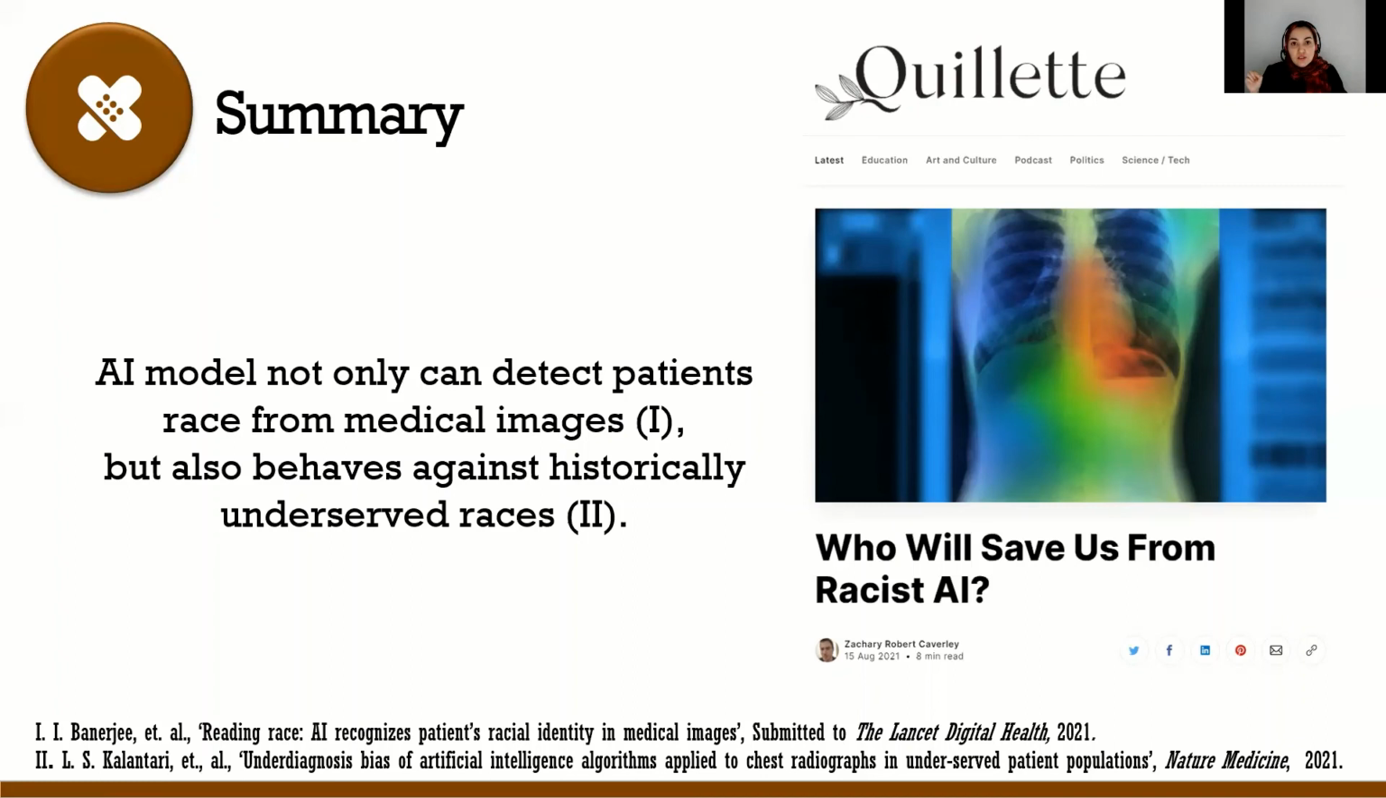That's a very critical issue because those patients may not get treatment in a timely manner if we deploy these models in practice. And this type of barrier should be addressed before deployment of these models in practice.